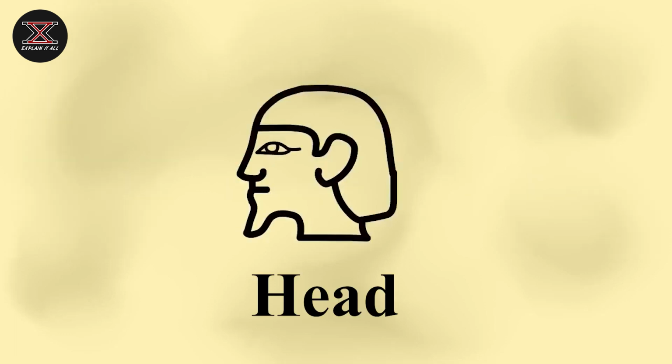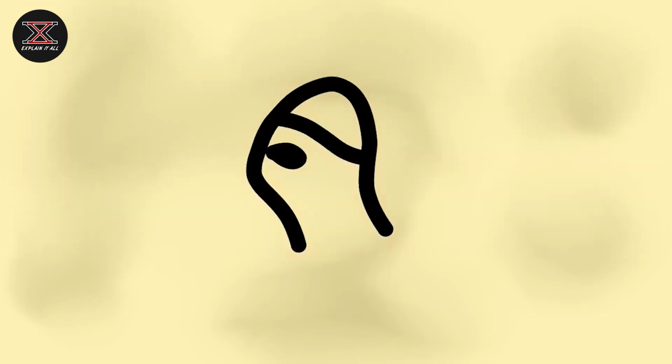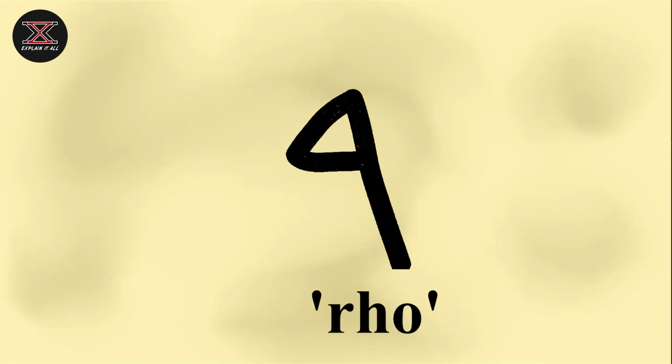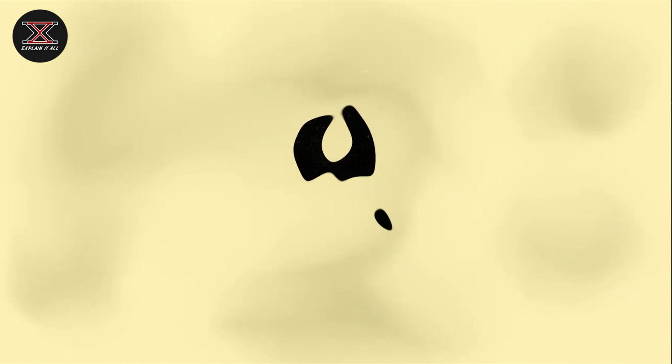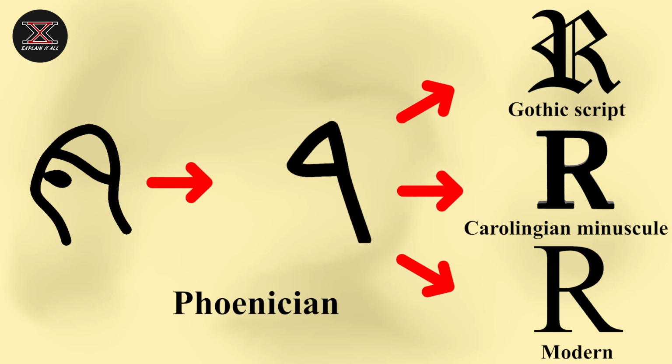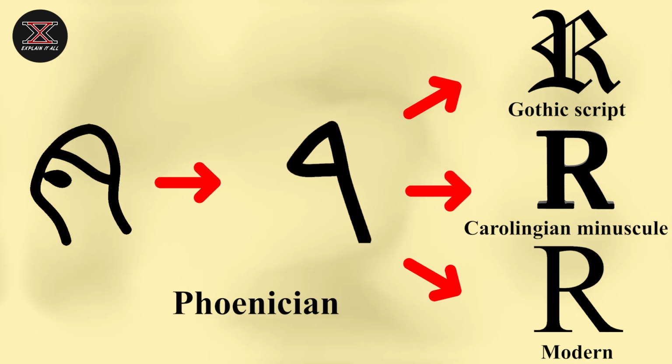The letter R has its origins in the Phoenician resh, meaning head. The Greeks used it as rho, and it became R in the Latin alphabet. During the Middle Ages, the shape of R continued to evolve slightly with different writing styles, such as Carolingian minuscule and Gothic script, but its basic structure remained intact.